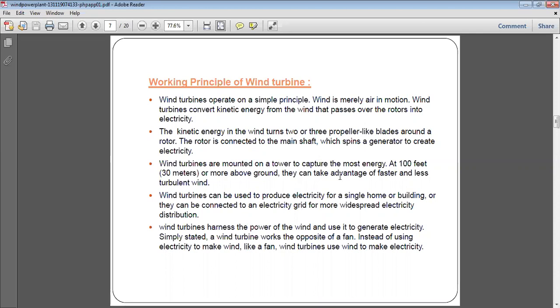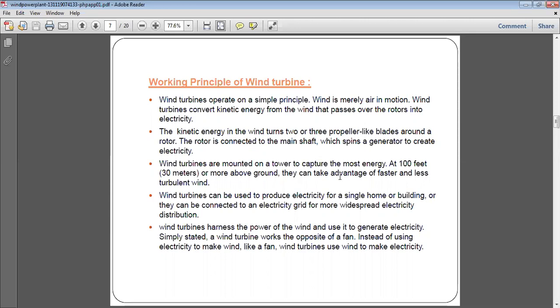Wind turbines harness the power of the wind and use it to generate electricity. Simply stated, a wind turbine works the opposite of a fan. Instead of using electricity to make wind like a fan, wind turbines use wind to make electricity. In general terms, they work in the opposite way of a fan. When a fan is rotating, it provides us the wind, but it consumes electricity. It is vice versa in the case of a wind turbine.